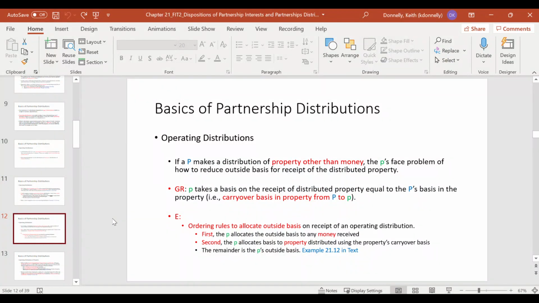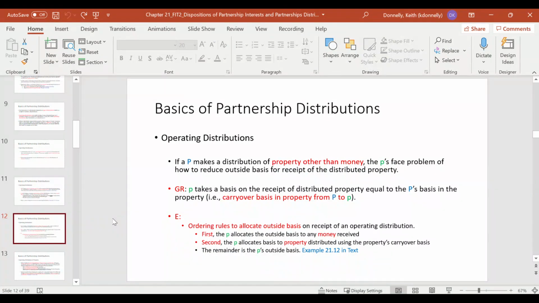So I have here, if a partnership makes a distribution of property other than money, the partners are going to face the problem of how to reduce the outside basis for the receipt of distributed property. Generally, the partner is going to take a basis in the distributed property equal to the partnership's inside basis in the property. So generally, if you receive property from a partnership in a distribution, your basis in that property is going to be a carryover basis. Whatever the partnership basis in it was is now your basis.